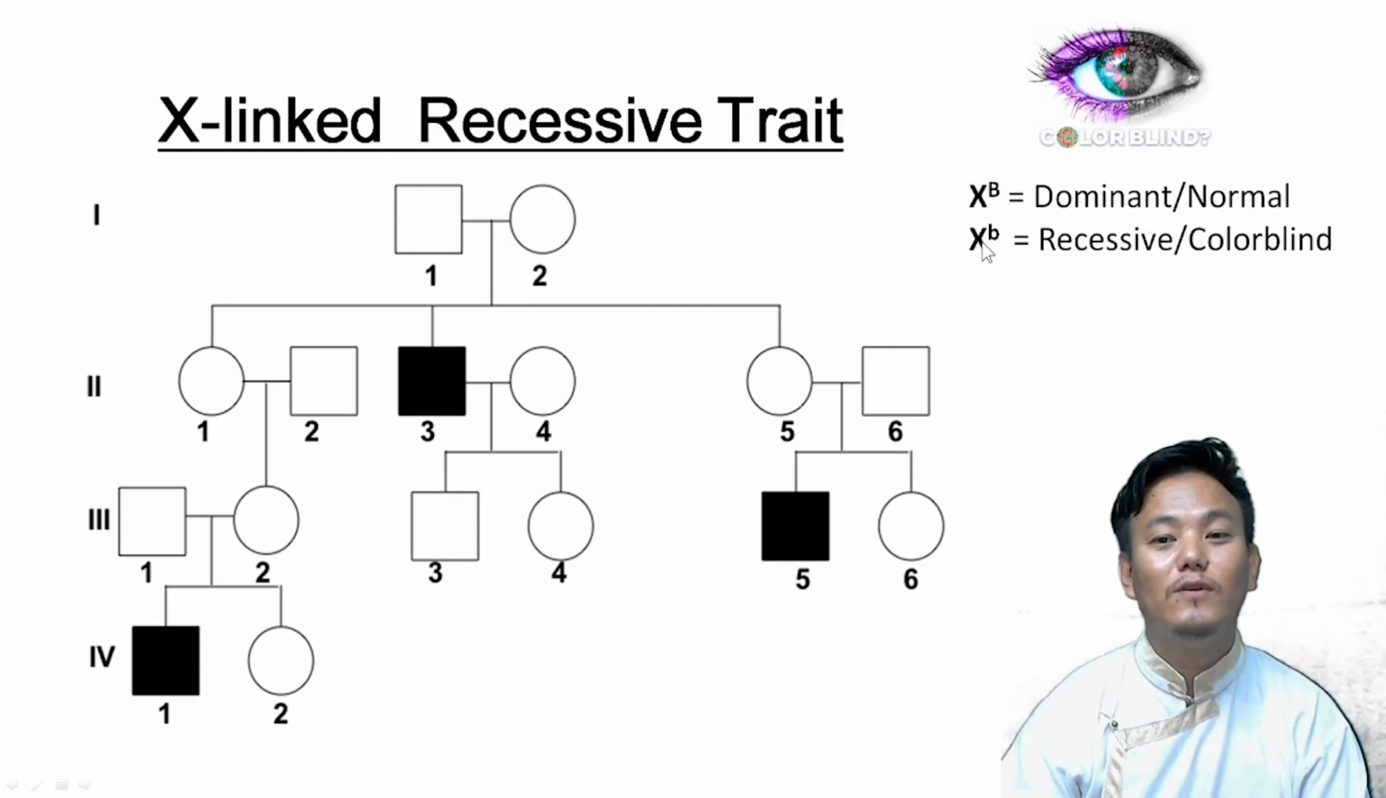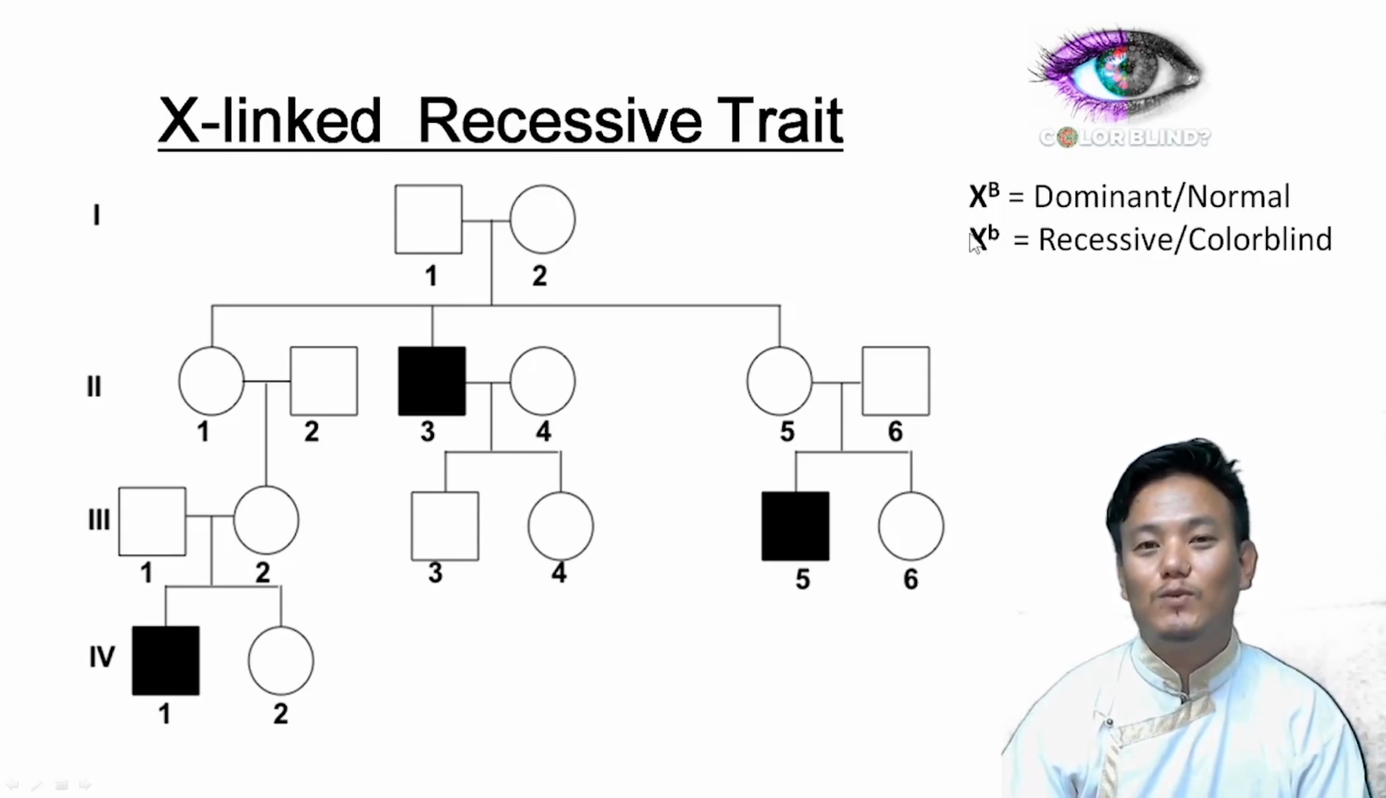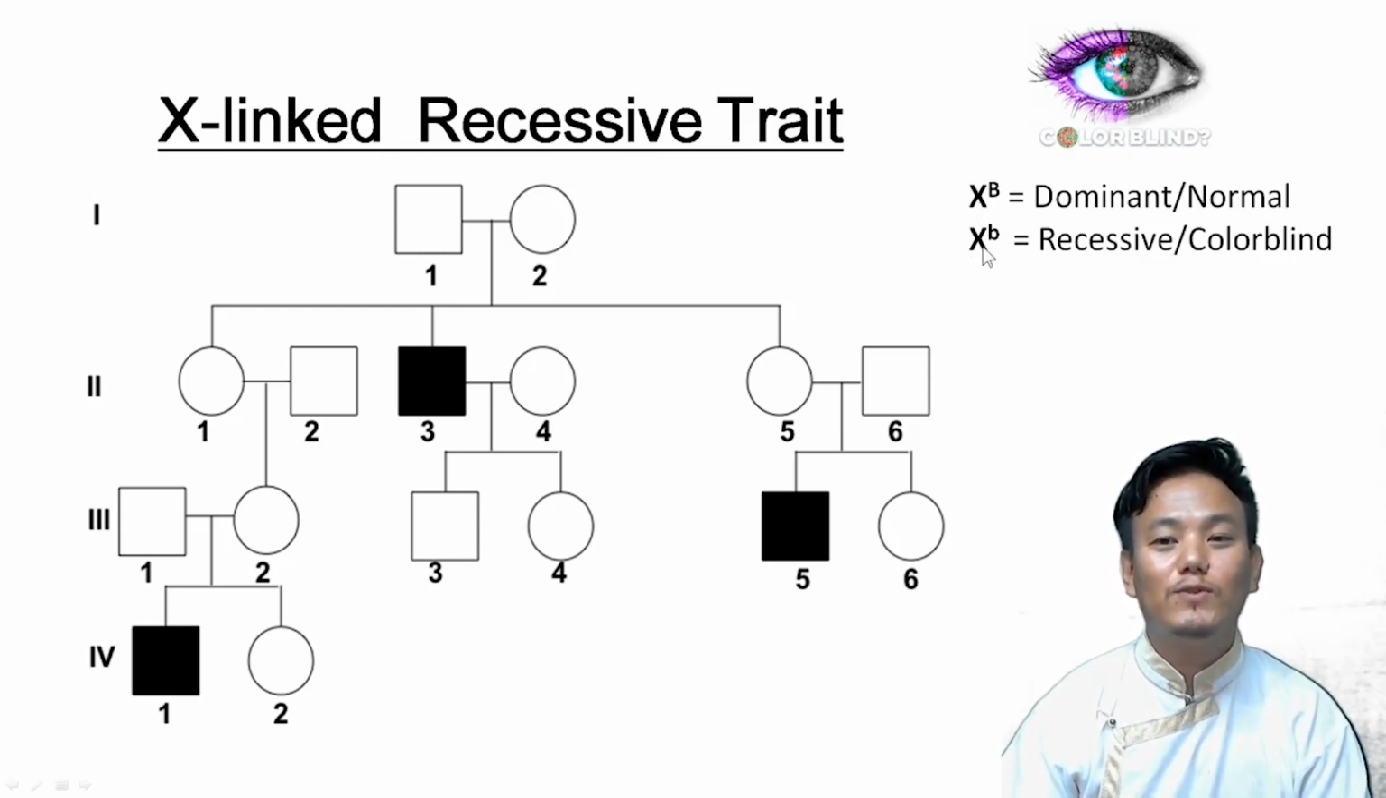Now, if you think properly, male individuals will have 1 X chromosome and 1 Y chromosome. Females will have 2 X chromosomes. So for a female to be colorblind, she should have 2 X chromosomes with 2 small b's. Right? Both the X chromosomes should be carrying the recessive colorblind gene. Then only she will be colorblind. Otherwise, she won't be colorblind because it's a recessive trait.